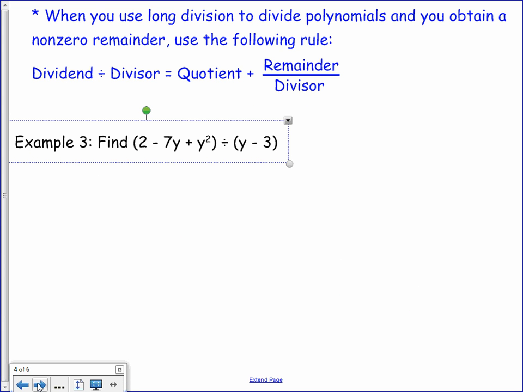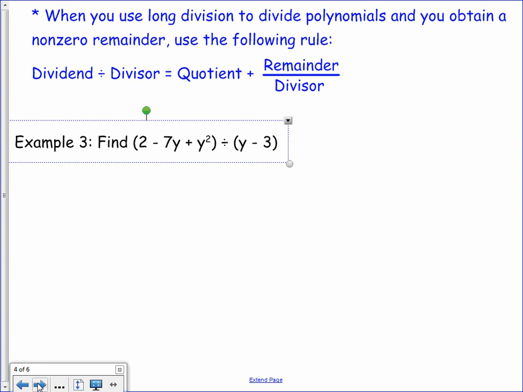Now, sometimes when we use long division, we might get a non-zero remainder, so then we have to use this rule. The dividend divided by the divisor equals the quotient, plus then we just write the remainder as a fraction, just like we did if we would have a remainder with regular long division. Then it would be the little fraction part if we didn't want to write it as a decimal, which we can't write this part as a decimal, obviously, when we're dealing with polynomials, so we would just write it as a rational expression, the remainder over whatever the divisor was.